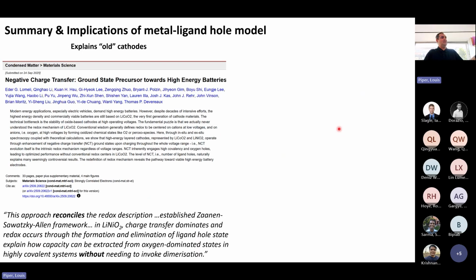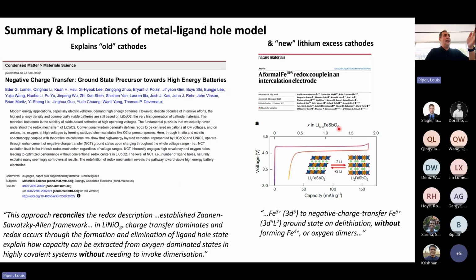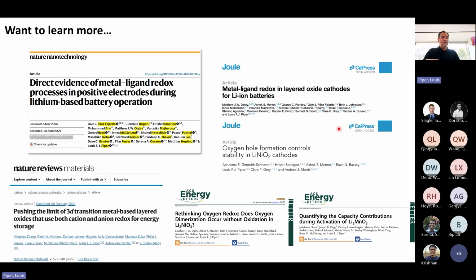Other people are pointing to how this is also true for lithium cobalt oxide as well. So it covers a whole range of the layered oxides. As I said, it's a way to develop new lithium excess cathodes without the need to form dimers. So this allows us to have different design rules to search for new candidates that could replace our existing battery materials. So if you want to learn more, here are some publications.